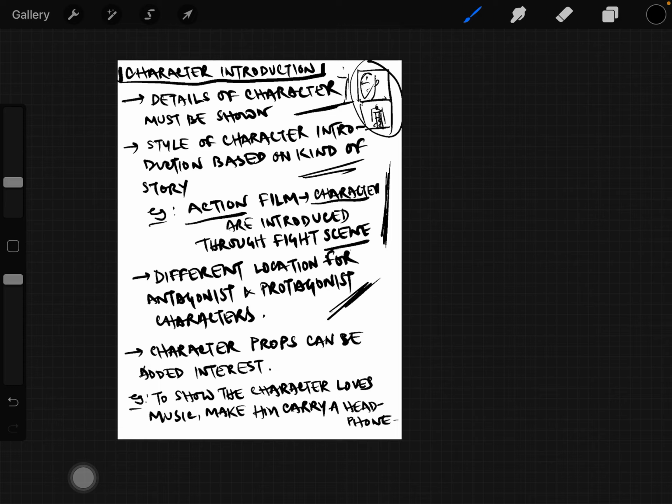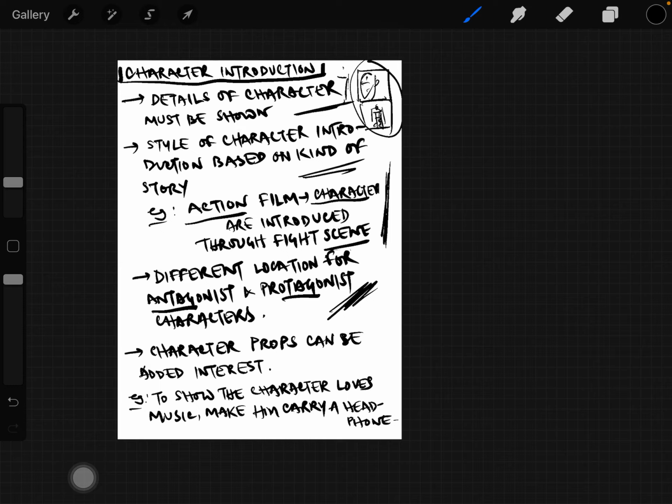Different locations for antagonist and protagonist characters. It's best if your film has 5 main characters, for example, or 3 main characters, some of them antagonist, some of them protagonist. Protagonist means the hero character, antagonist means the villain character. So whatever the 3 main characters or 5 main characters, it's best if you show those characters in different locations.